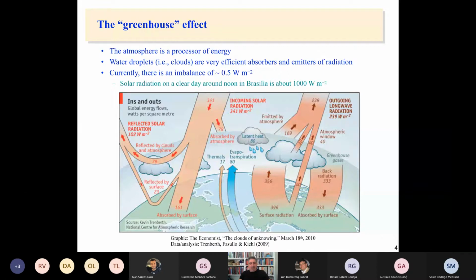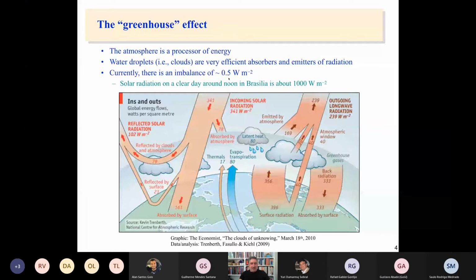But you can go into space and try to measure what is going in and out. And these measurements these days suggest that there is currently an imbalance of about half a watt per square meter, with more energy coming in than going out. Okay, this is a rough number. It has an error bar.